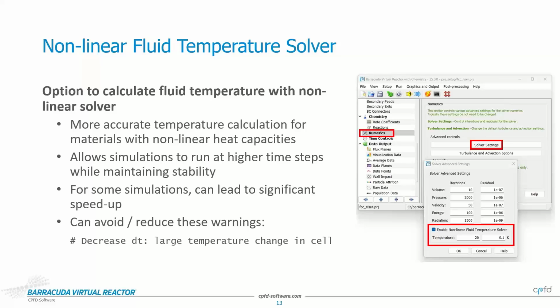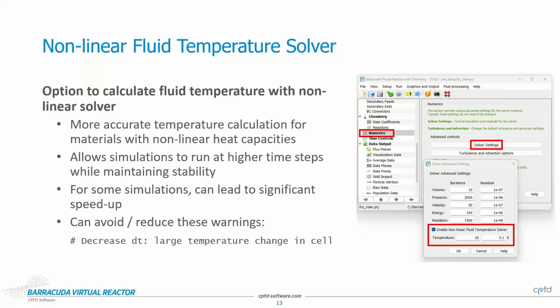So if your system has large temperature changes during a time step, it's quite possible that you've already been seeing warning messages like this one that's shown on the screen, which say decrease DT, large temperature change in cell. And this has been the default approach taken by the solver for many years now, which is to reduce the time step of the simulation in order to prevent the temperature changes from becoming too large. And this strategy worked, right? It allowed the linear temperature solver that's always been in the code to operate with reasonable accuracy and maintain stability.